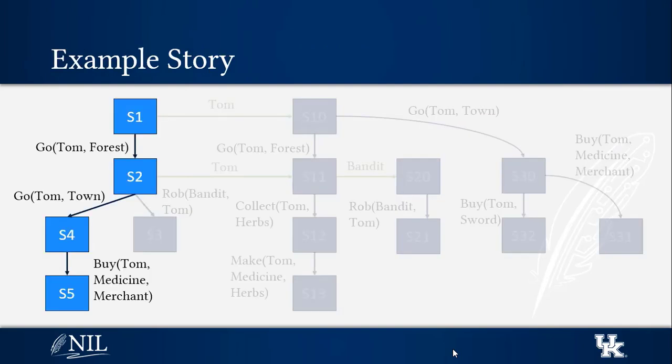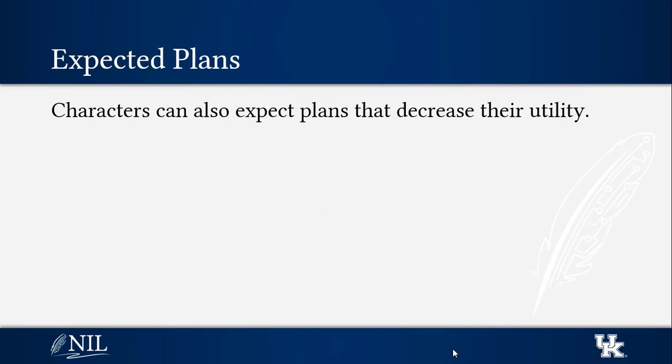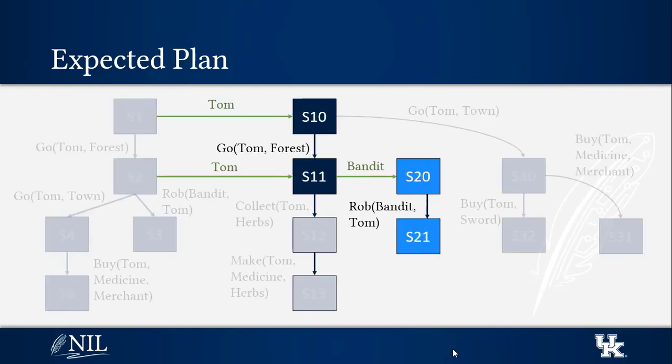An example story is where Tom goes to the forest, but he realizes there are no herbs there, so he goes to the town and buys the medicine. Another story is where Tom goes to the forest and gets robbed by the bandit. It is possible for characters to expect plans that may decrease their utility. For example, Tom could expect that the bandit would and could rob him if he goes to the forest.